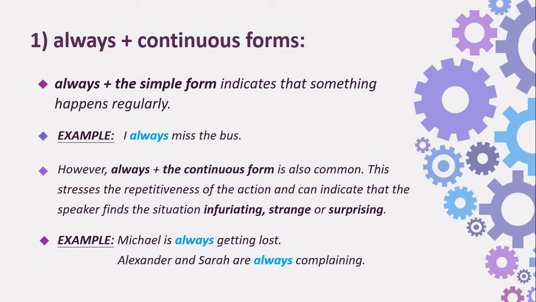However, always plus the continuous form is also common in the English language. This stresses the repetitiveness of the action and can indicate that the speaker finds the situation infuriating, strange, or surprising. Let's take an example. Michael is always getting lost. Alexander and Sarah are always complaining. So this is how it can be used in the continuous form.